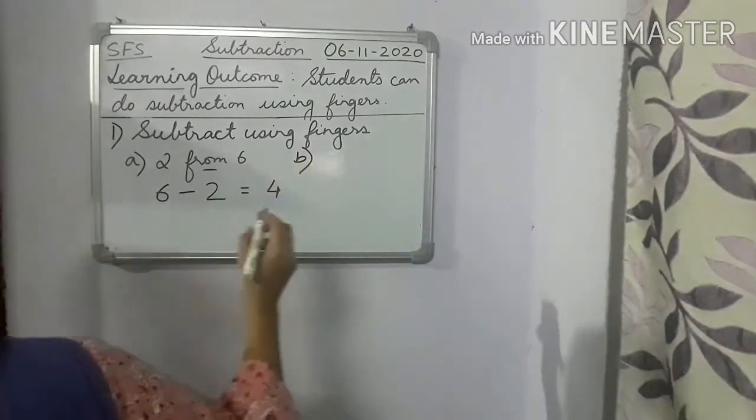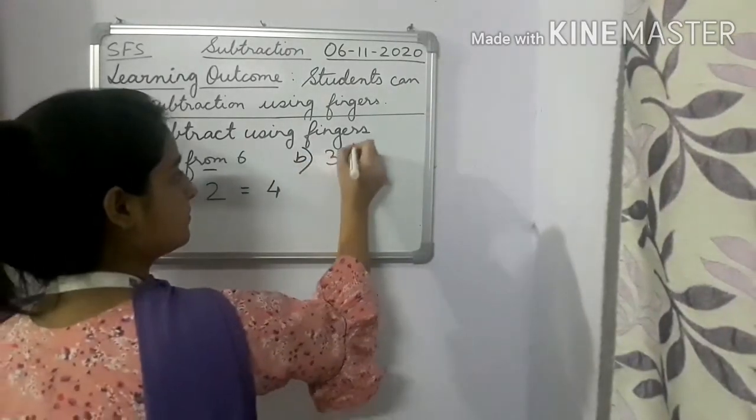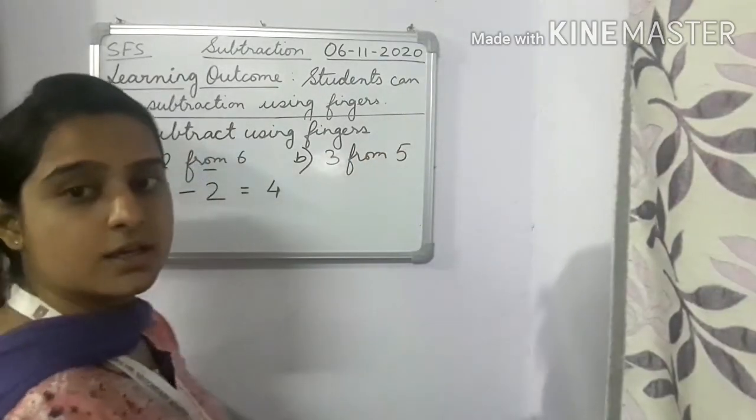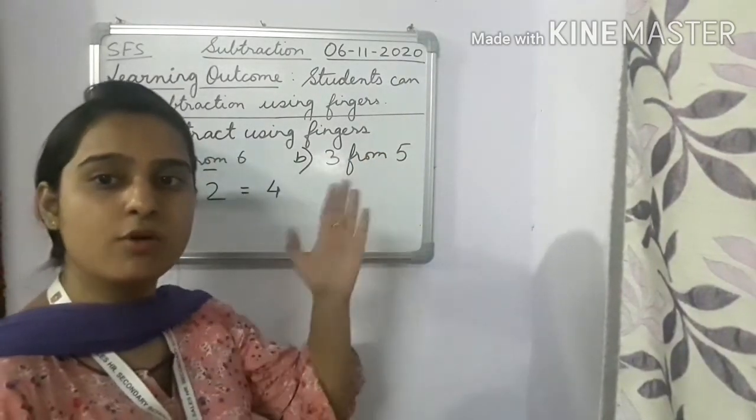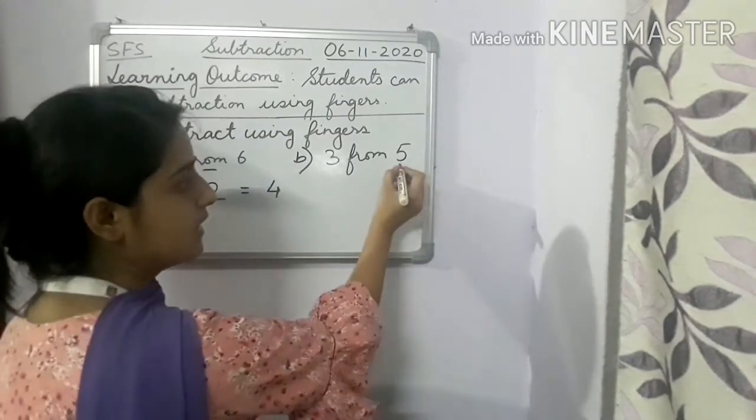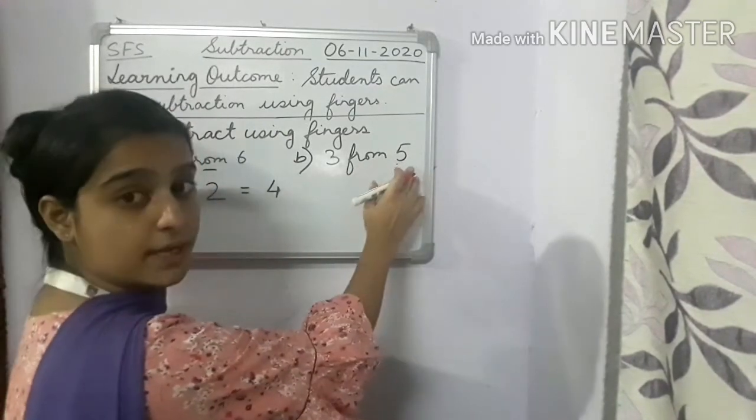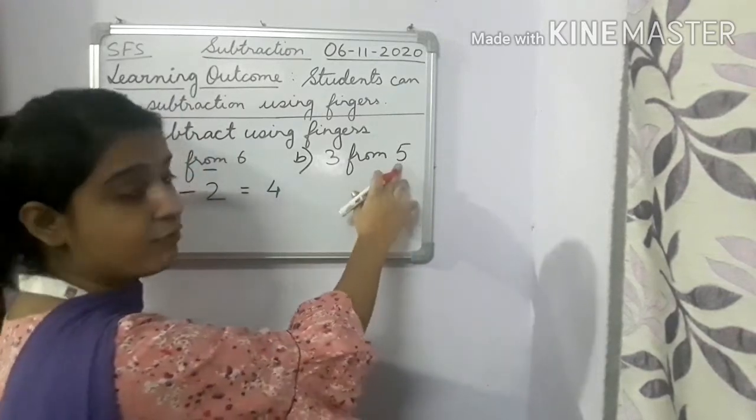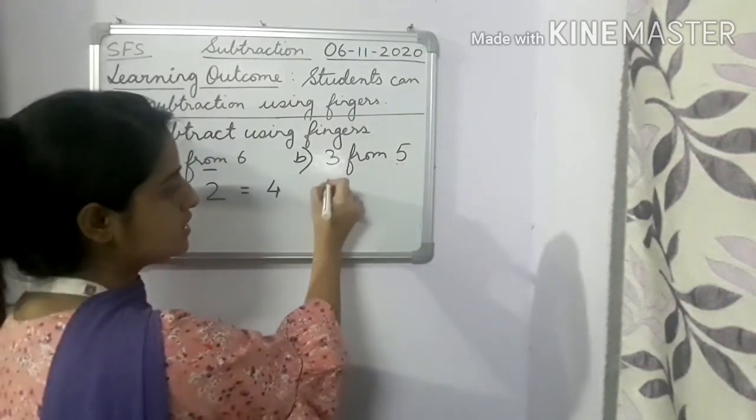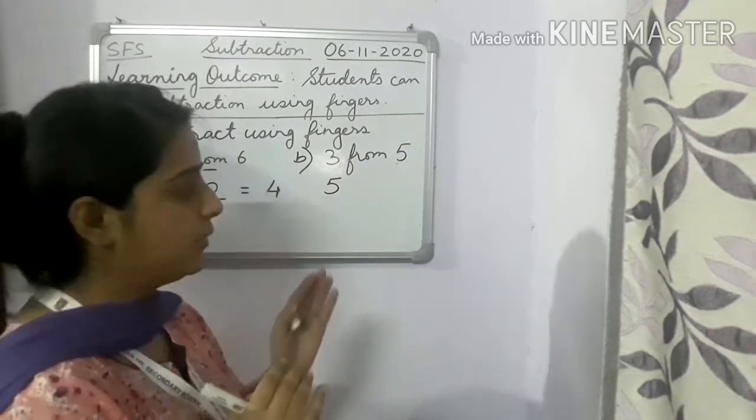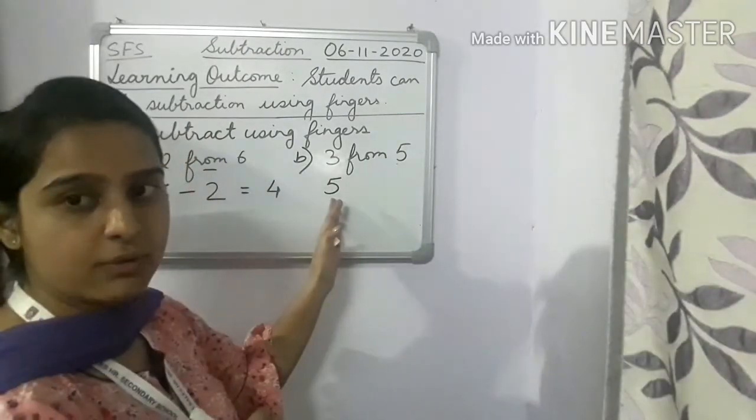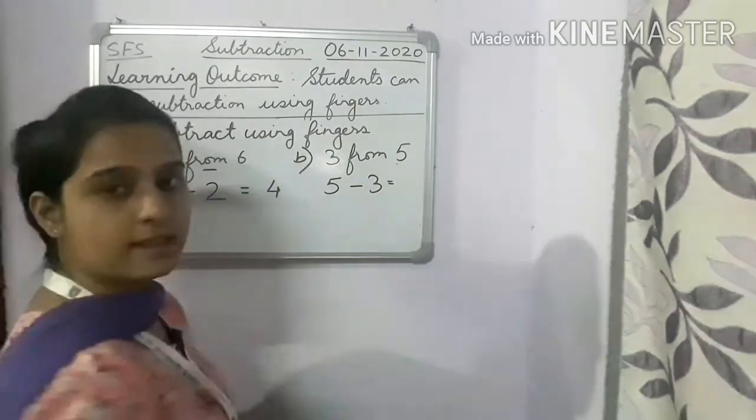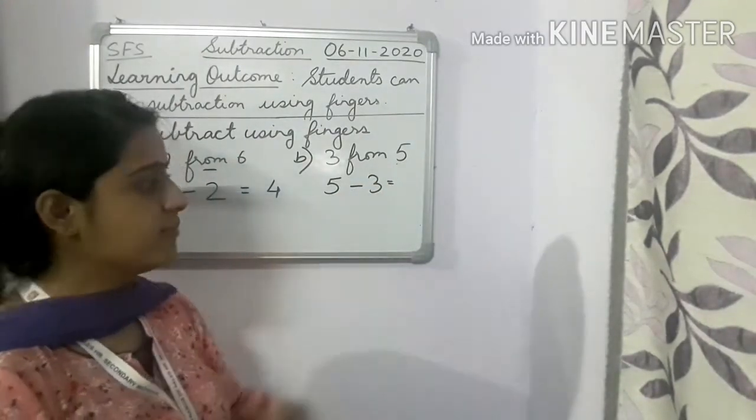Number B. 3 from 5. Okay. So how will we arrange this 3 from 5? You know that with "from", the bigger number, the after number, comes first. That is, your 5 will come first. We will arrange this properly, children. So the bigger number will come first, then we will give minus, and 3 will come here. Clear? So it is 5 minus 3.